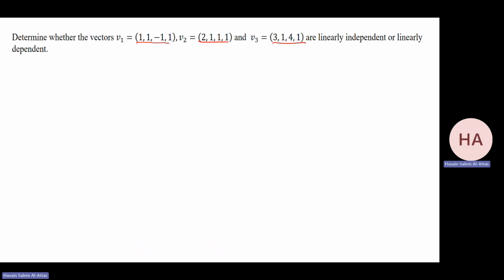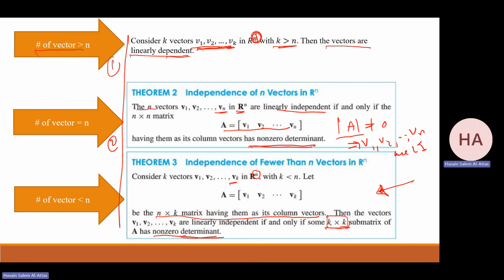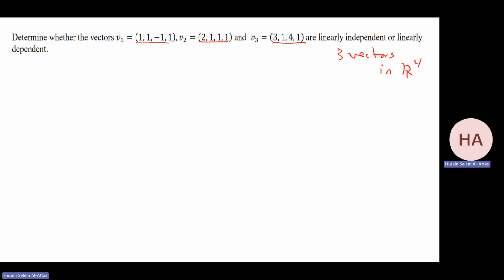Okay, let me do these ones. I have 3 vectors in R4. So I have which case? I have the third case. I will write them as vectors: 1, 1, -1, 1, 2, 1, 1, 1, 3, 1, 4, 1.